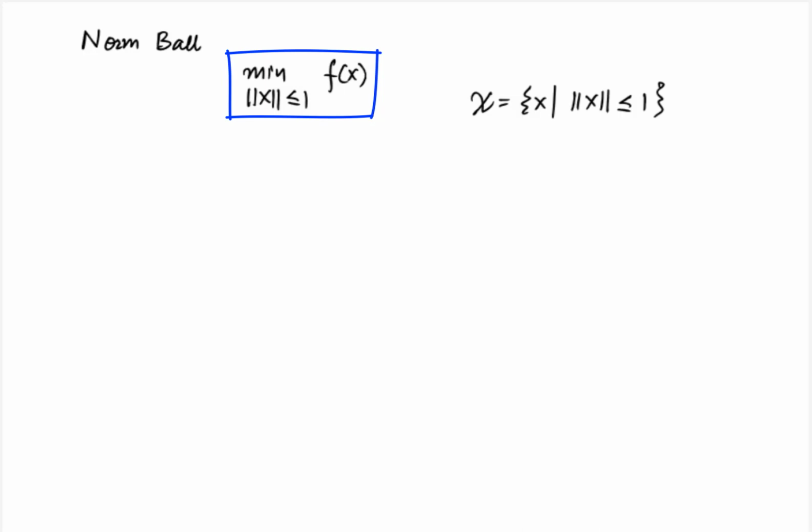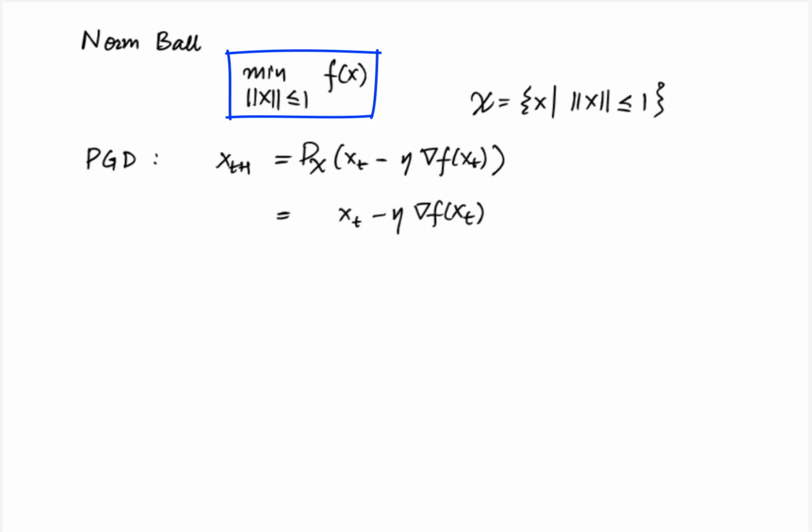We have already seen the projection onto the unit norm ball. So the projected gradient descent method can be written as x_{t+1} is equal to P_X of (x_t minus eta gradient f of x_t), which is nothing but (x_t minus eta gradient f of x_t) divided by max of norm of (x_t minus eta gradient f of x_t) comma 1.